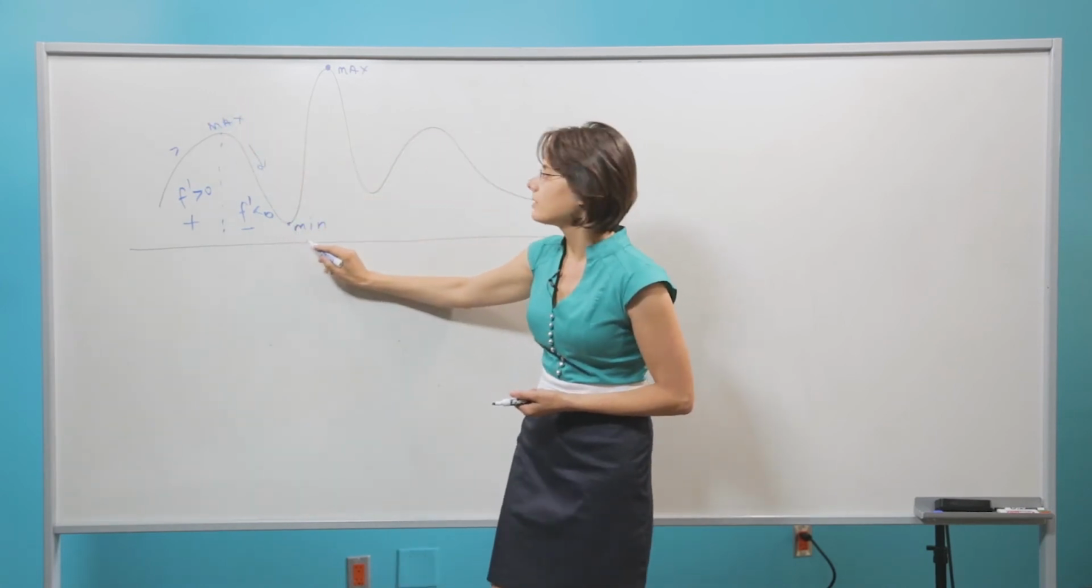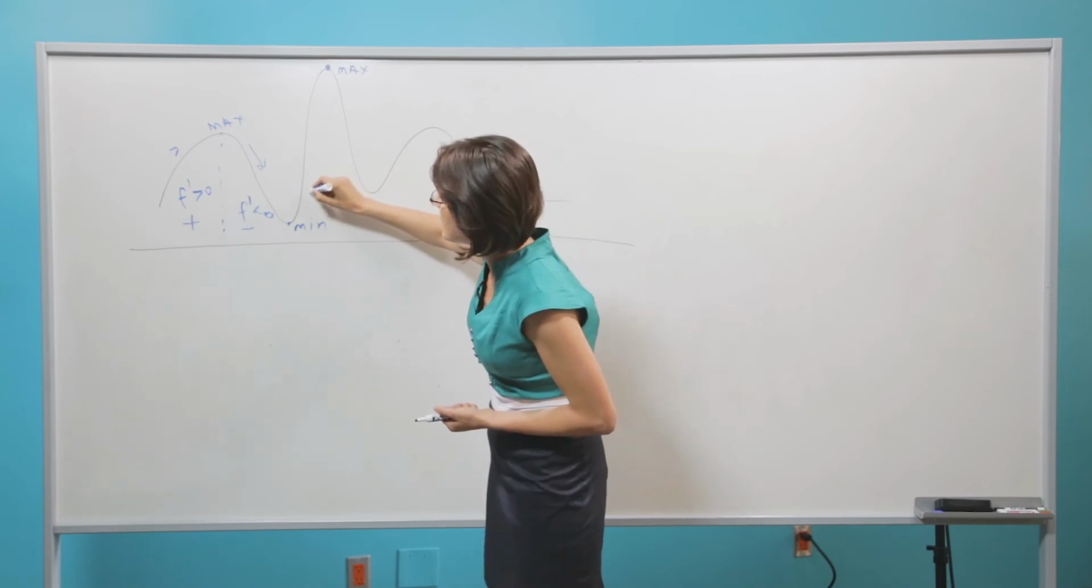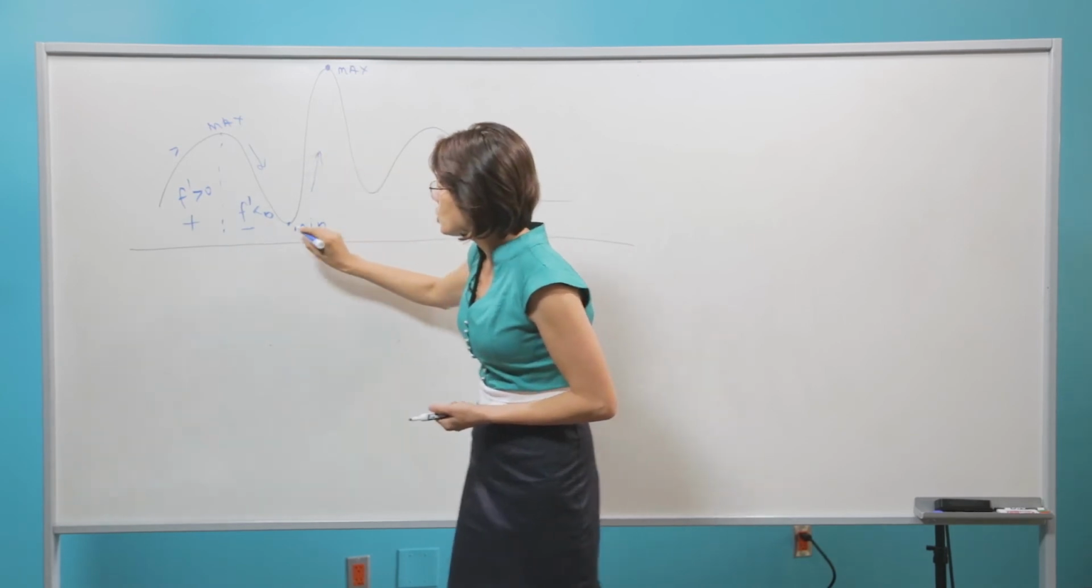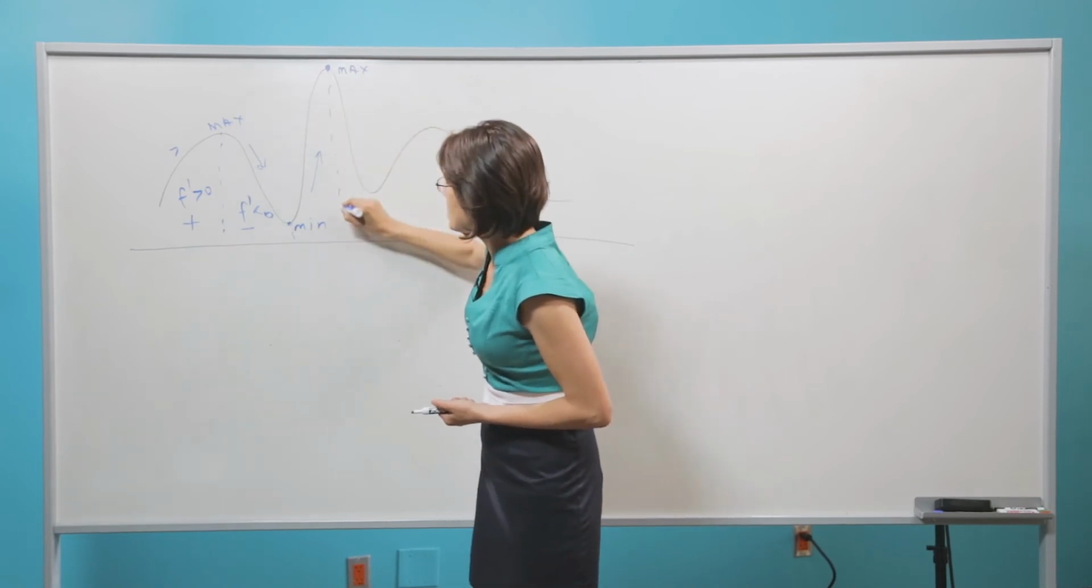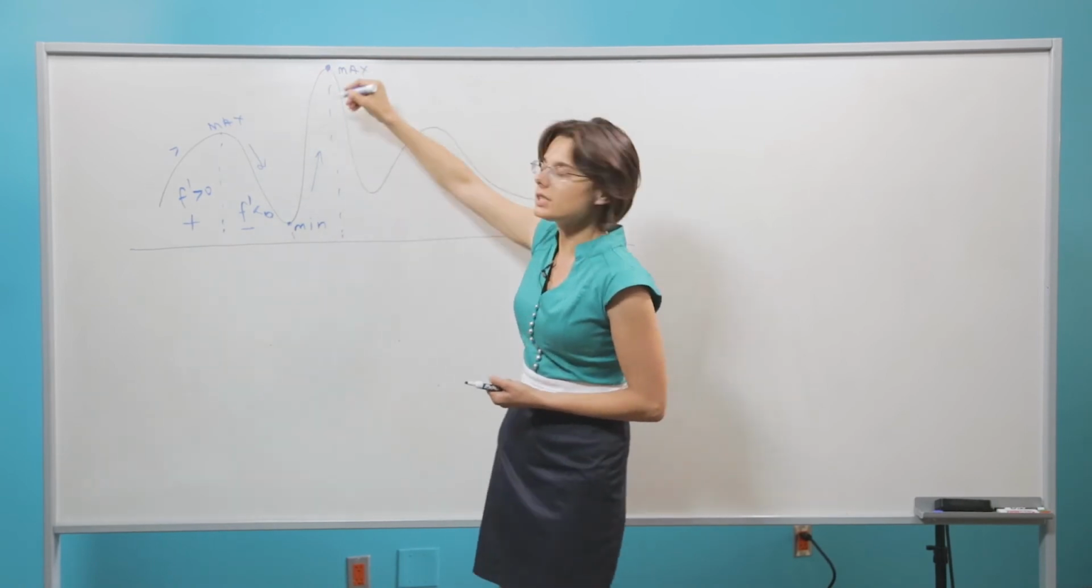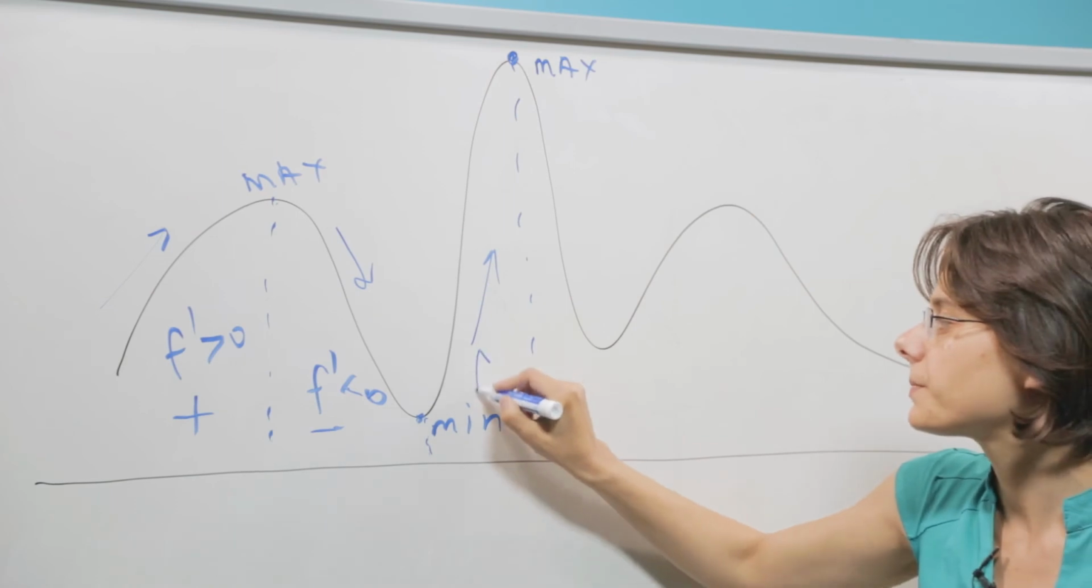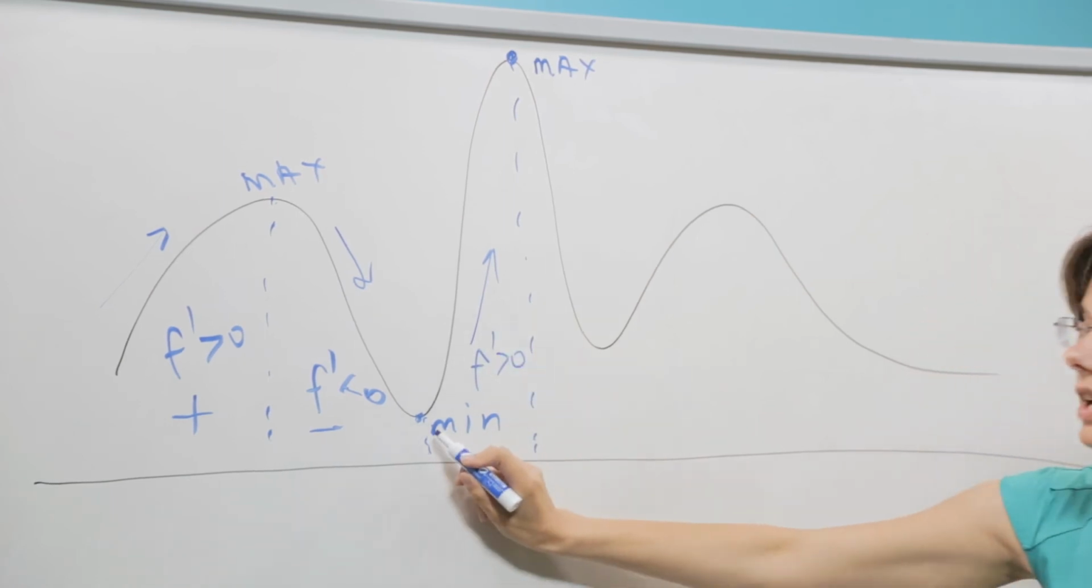Now what happened here? The function was decreasing, and then it started to increase. So the first derivative had a negative sign, and then in this subinterval the function is increasing, so the first derivative is positive. And we have a minimum.